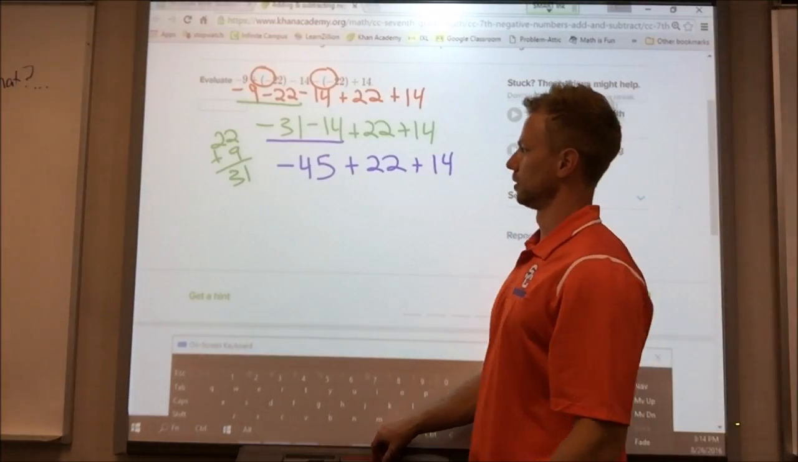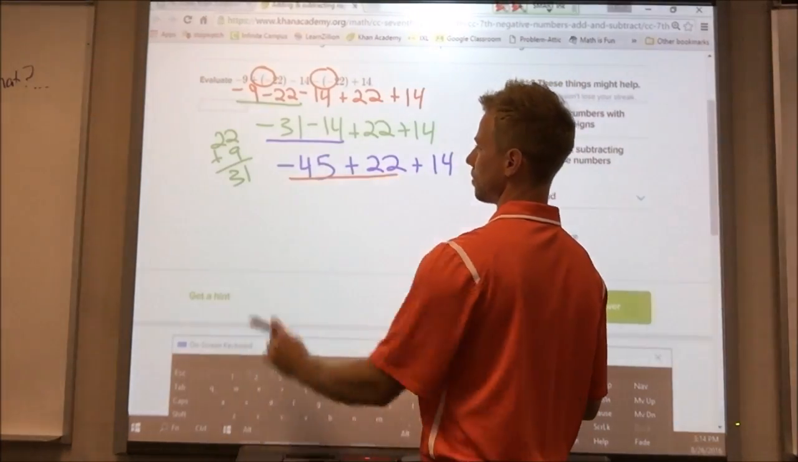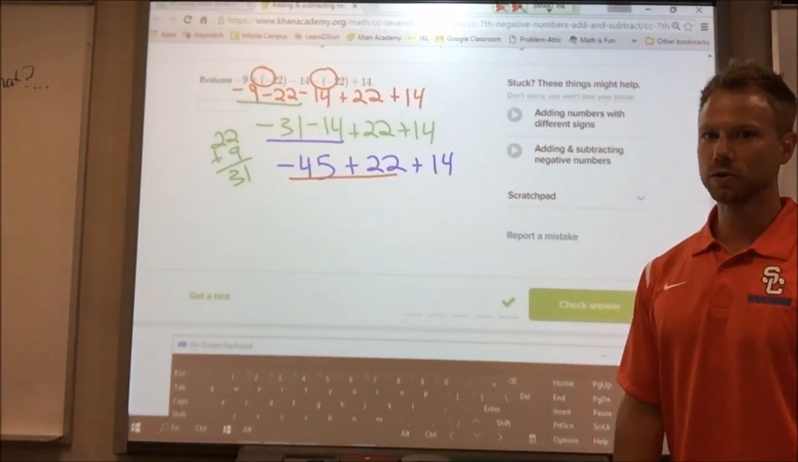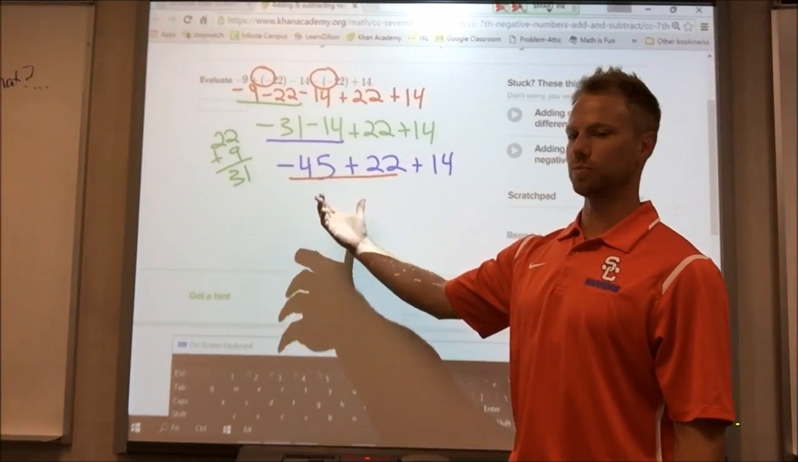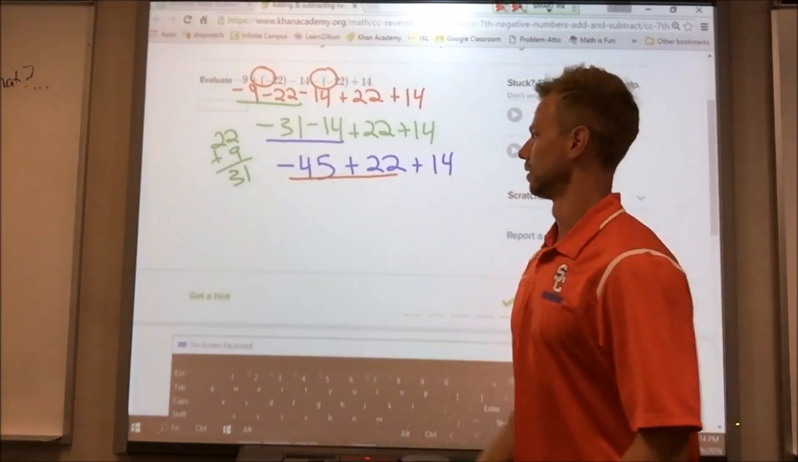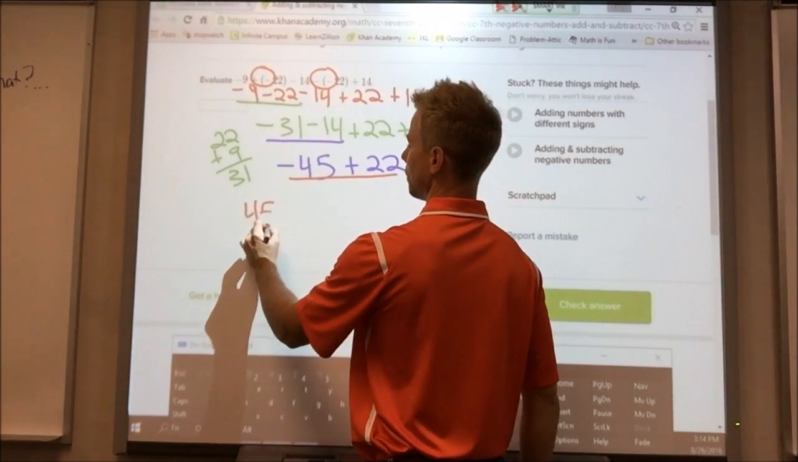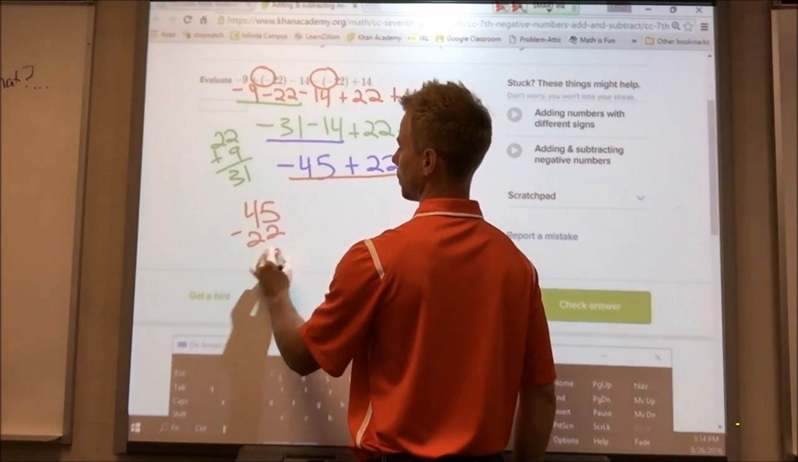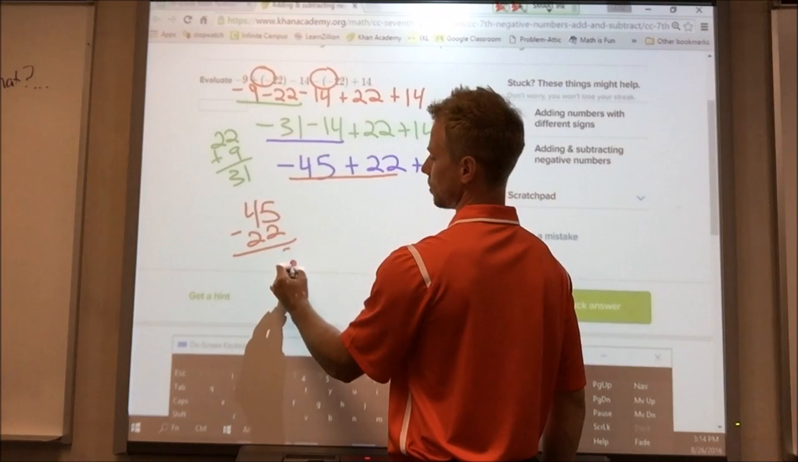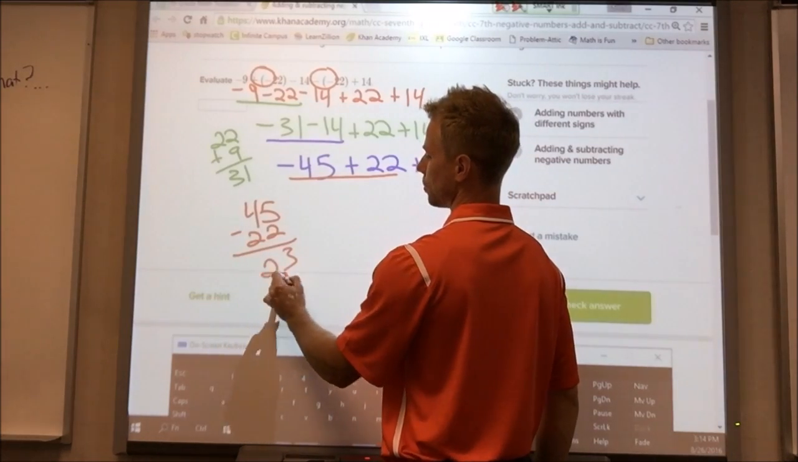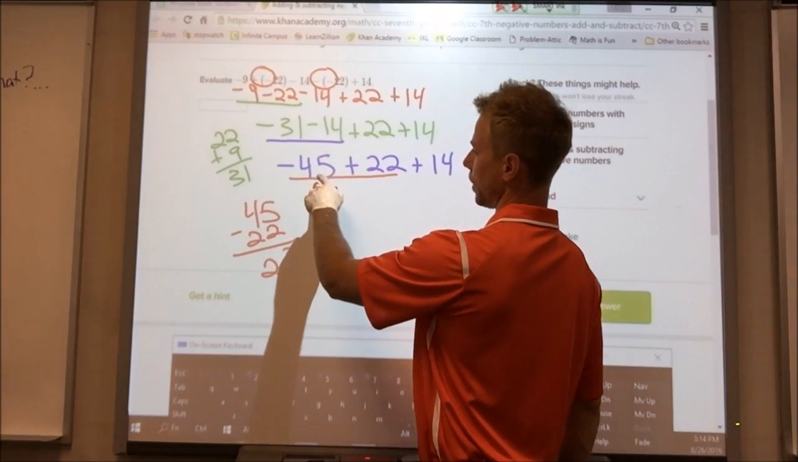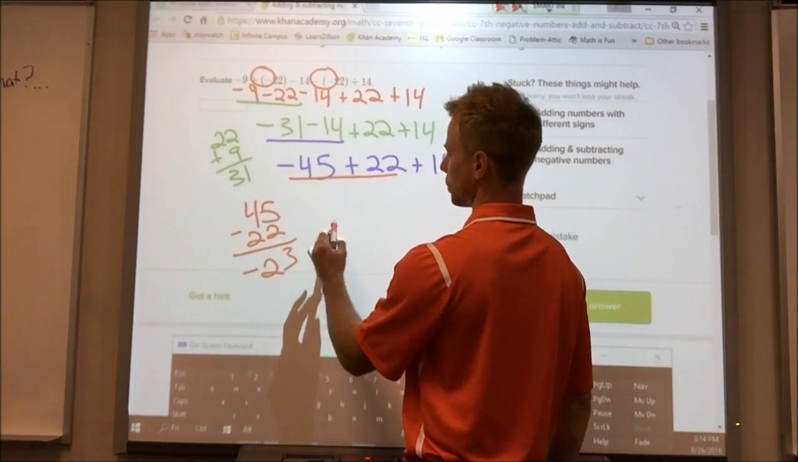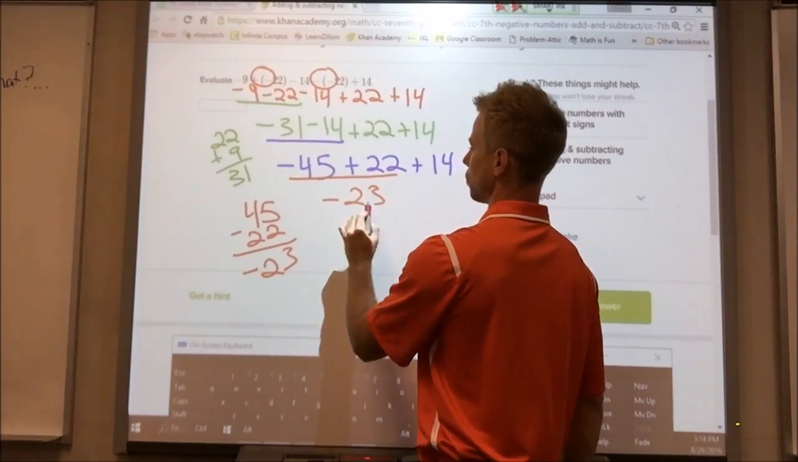Now I have -45 and a +22. Those are unlike signs. A negative and a positive tells me to subtract and keep the sign of the larger number. So I subtract. 5 minus 2 is 3. 4 minus 2 is 2. It's going to be 23. 45 is the bigger number and it's negative, so it's -23.